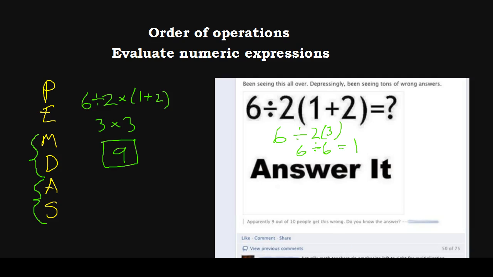This problem could have been written more clearly to make it very obvious how to get the correct answer for everyone who sees it. It could have been written like this: 6 divided by 2 in parentheses, in other words, do that first, and then times 1 plus 2. So good communication is as important in math as it is in any language, including English.